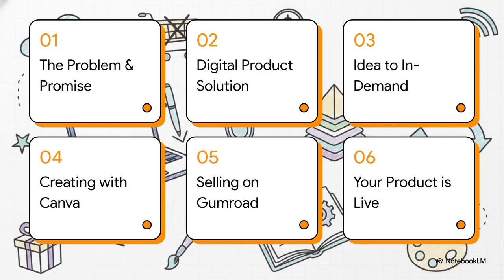All right, here's our game plan. We're gonna go through this step by step. First, we'll talk about the core problem and the promise, then what a digital product actually is. We'll find a great idea, create it for free with Canva, and then list it on Gumroad, which also costs nothing to start. Seriously, by the end of this, you'll have a live product ready to go.